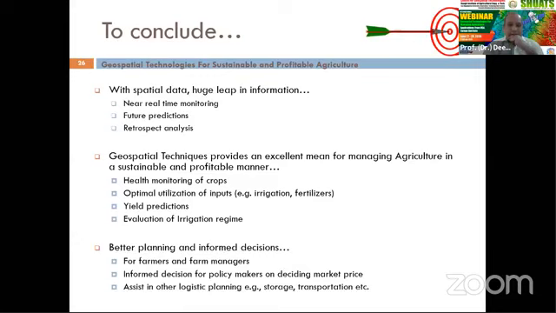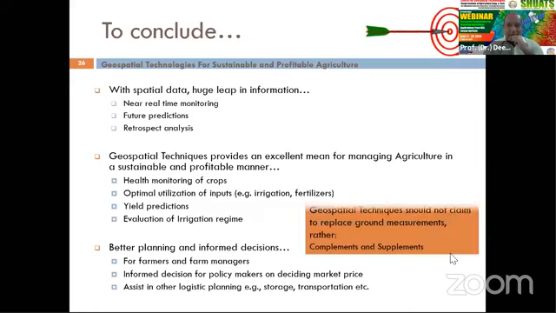Then obviously the important aspect is better planning and informed decisions for farmers and farm managers, and for policymakers in deciding the market price. It can also assist us in other logistic planning like storage, transportation, etc. Lastly, but not the least and very important, geospatial techniques should not claim to replace ground measurements. Rather, they complement or supplement.